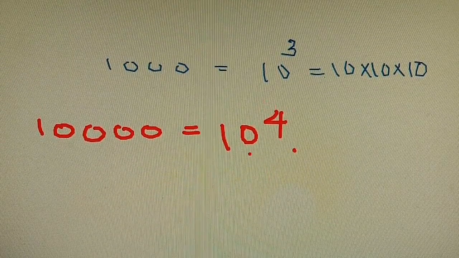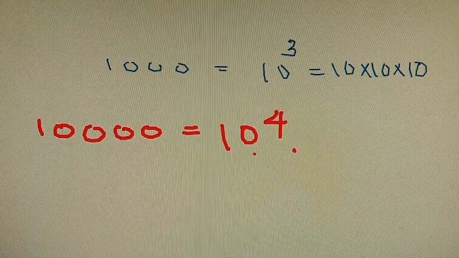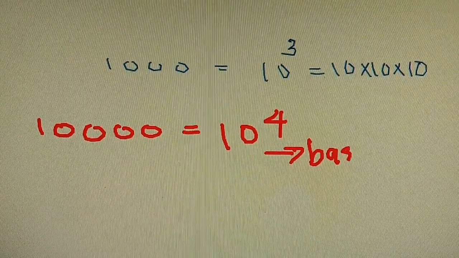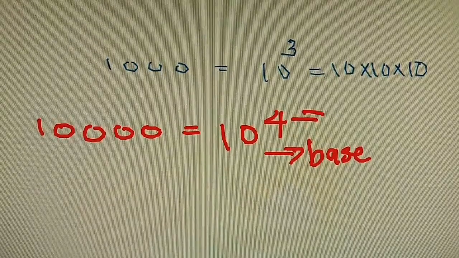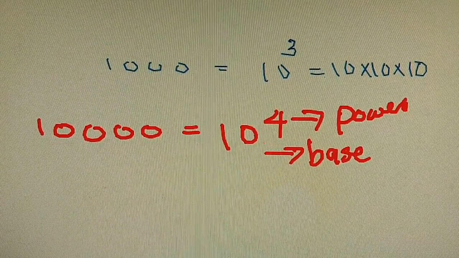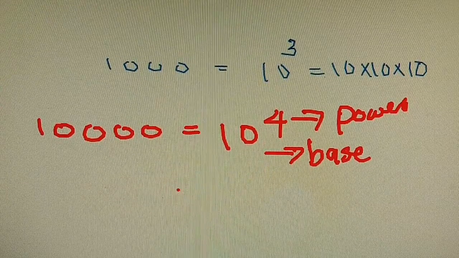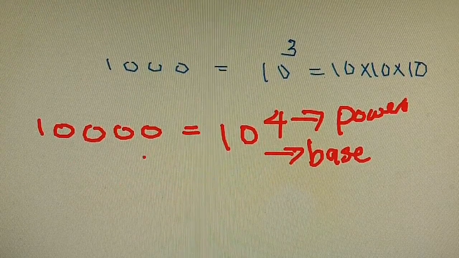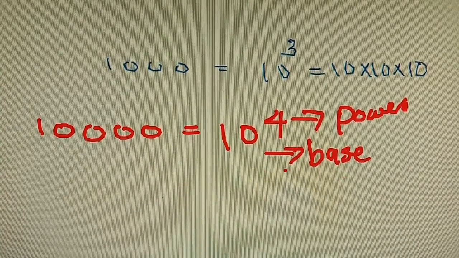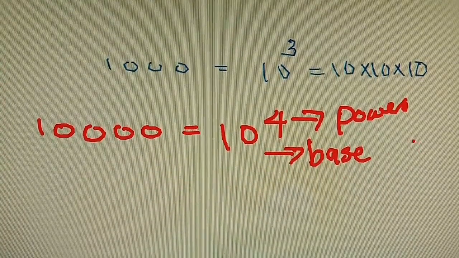Okay, here this 10 is known as base. 10 is the base and that 4, that is the power. Okay, then 10 to the power 4, that is exponential form of 10,000. Okay, this way any of the large number we can represent in exponential form.